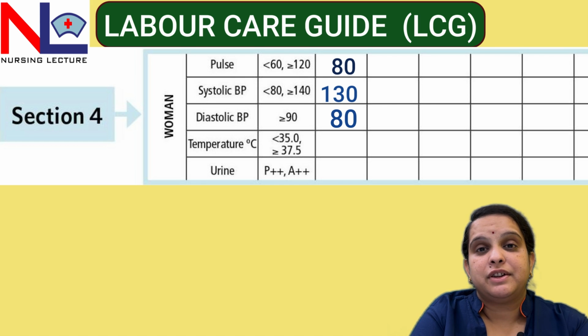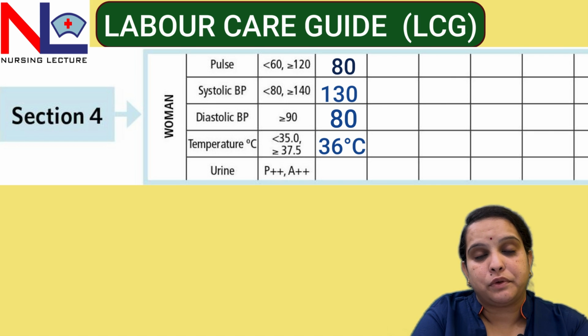Next is the temperature, and this we have to record in degrees Celsius. Here we can see that less than 35 and more than or equal to 37.5 is the danger sign. Whatever we find through axillary temperature, we have to record for at least 1 minute, and write it here in numerical degrees Celsius.